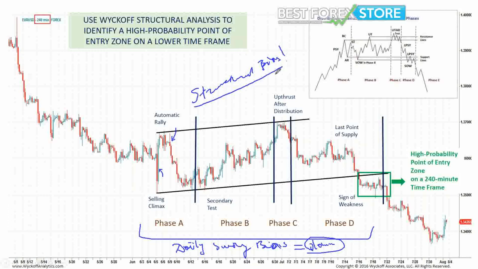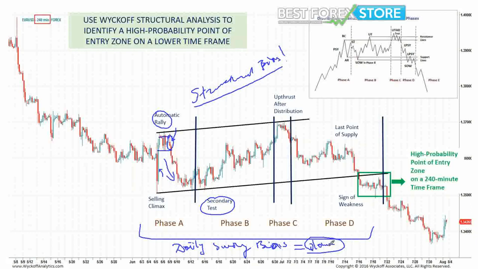For this, let's say this bar right here. Structurally, that's going to be down, because we're having some kind of reversal here. After the automatic rally, we need to experience a secondary test. So our structural bias is to the downside for our intraday trades.